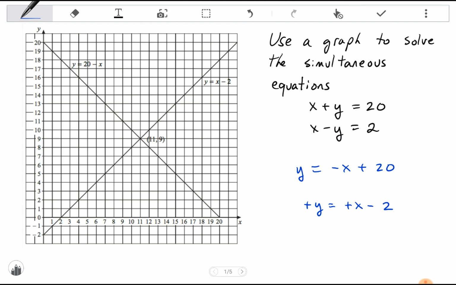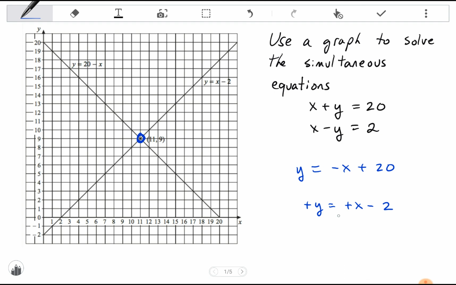Okay, so when we use a graph to solve these equations, first we make them both into linear equations, and then we graph them, and wherever they intersect, well, that's the solution. So here we can see that both of these lines cross right here. The x value for that is 11, and that's been written here in the coordinate. So 11 is the solution, and we can check.